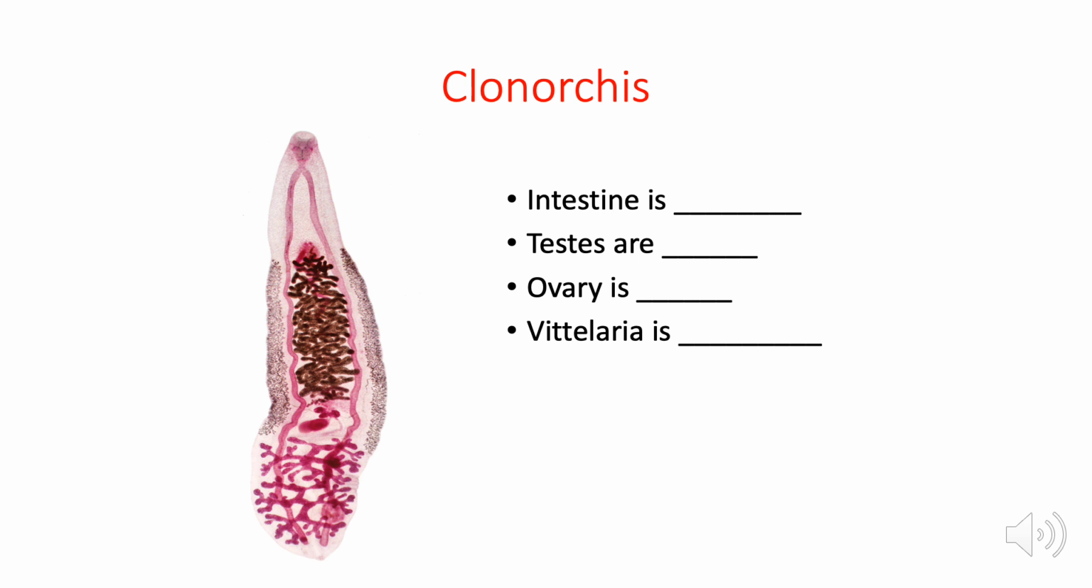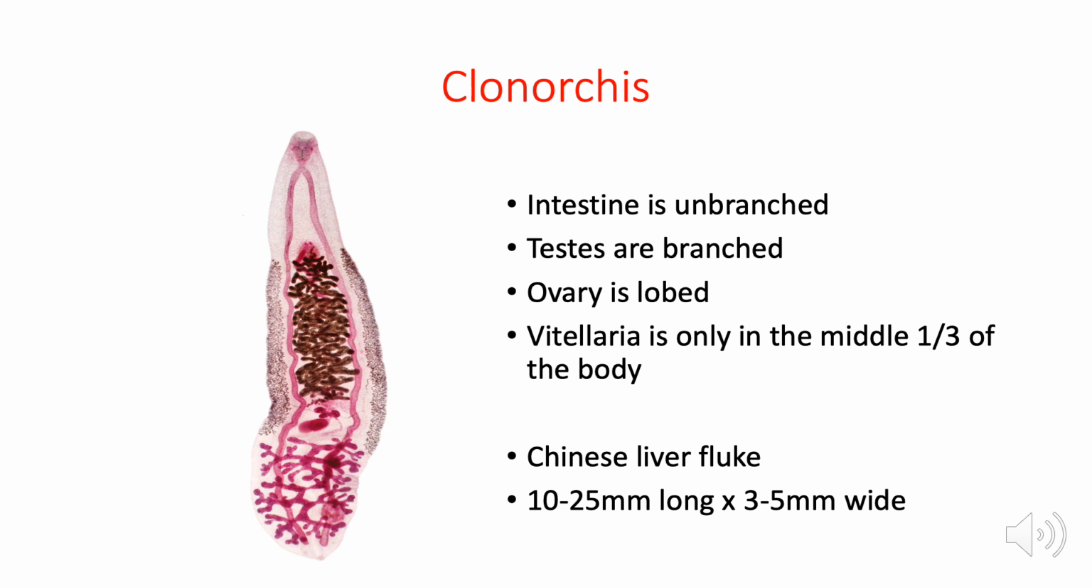So let's fill in the blanks. The intestine of Clonorchis is simple or unbranched. There's only one trematode worm with branched intestine, that's Fasciola. The testes are branched or dendritic. The single ovary is lobulated, while the vitellaria is only found in its middle 1/3. So these are the answers to the fill in the blanks question.